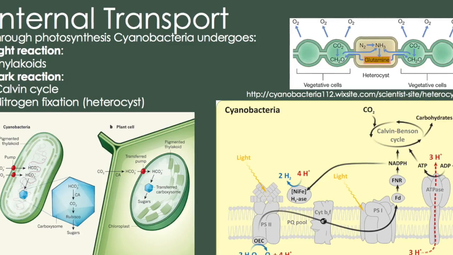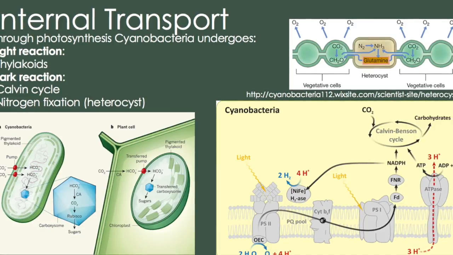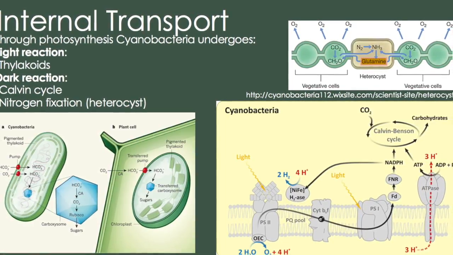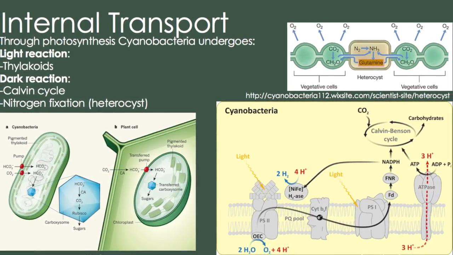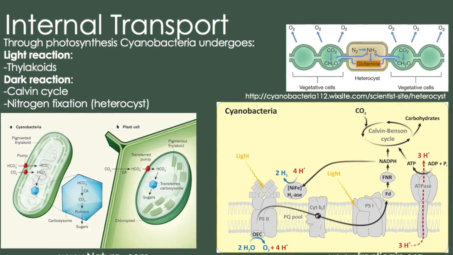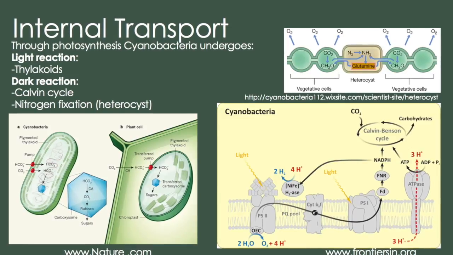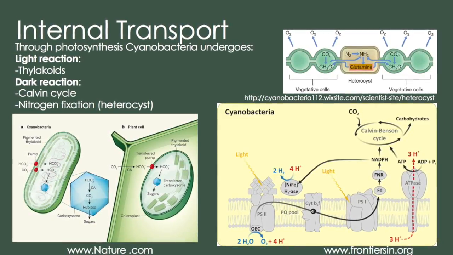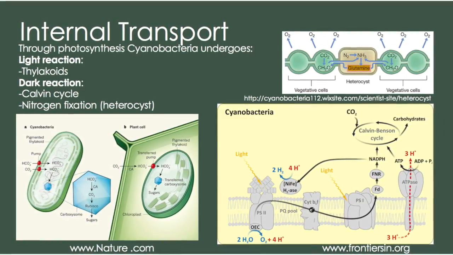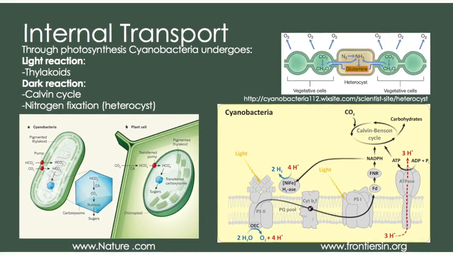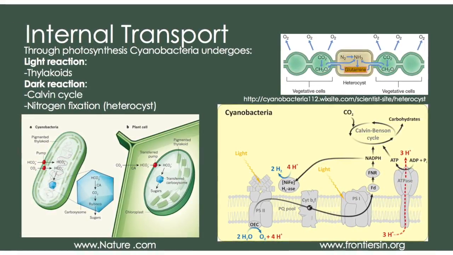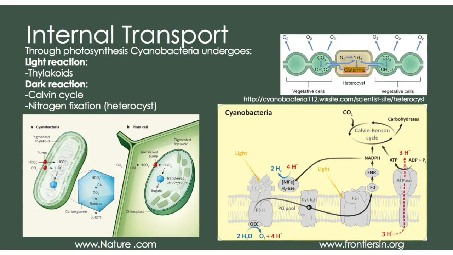The internal transport of cyanobacteria occurs through photosynthesis, which undergoes a light reaction and a dark reaction. The light reaction occurs in the thylakoids, and the dark reaction occurs in the cytoplasm, which performs the Calvin cycle, and then the heterocyst fixes nitrogen. And then the pictures are just more detailed forms of how the processes all occur in cyanobacteria.